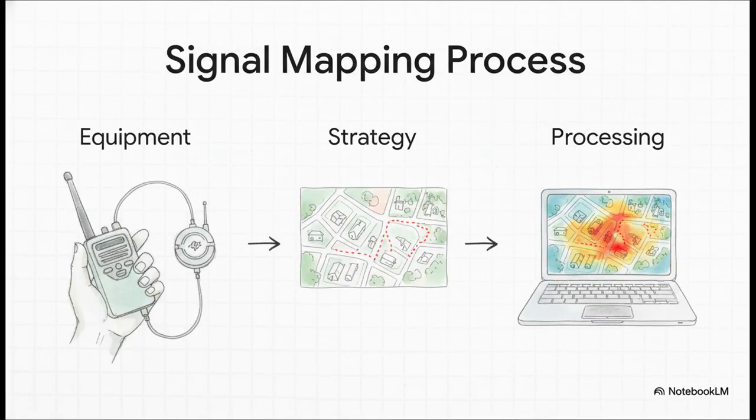So the setup for this is pretty straightforward. You connect a receiver to a GPS so you can log both the signal strength and your precise location at the exact same time. Then you just move through the area. You can drive, you can walk, while the system is just constantly recording data. And finally, you dump all that data into some software that correlates everything and spits out that beautiful visual heat map, which will basically just point a giant arrow at the hotspots of interference.